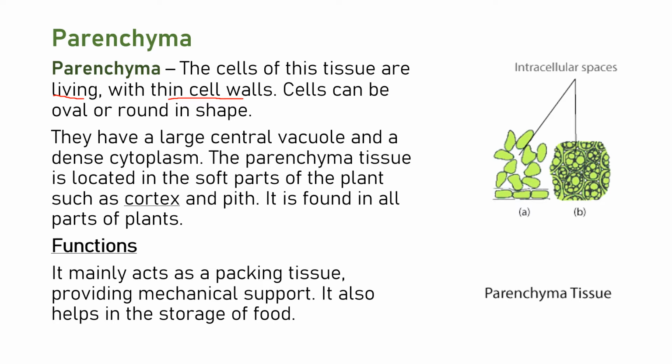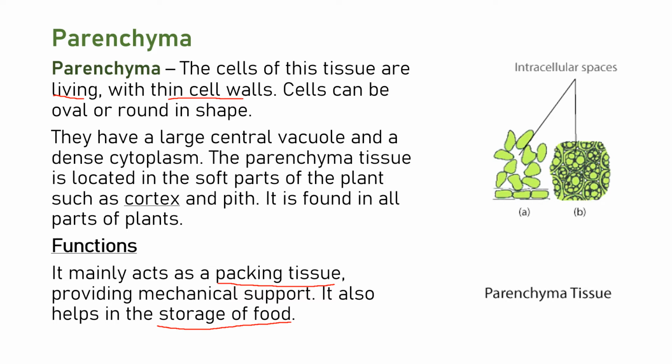Now coming to the functions. They act as a packaging tissue. So we can ask the question: which tissue is called a packaging tissue? Parenchyma is called the packaging tissue or the packaging cell. It provides mechanical strength to a certain limit. It also helps in storage of food. So storage of food and packaging tissue, these are the two important points to be remembered when you learn about the function of parenchyma. Clear, students?